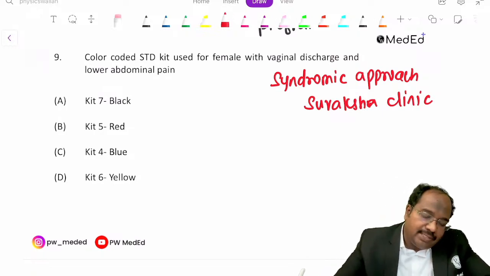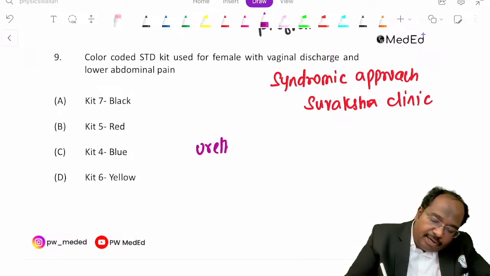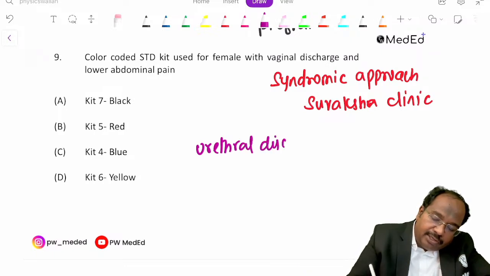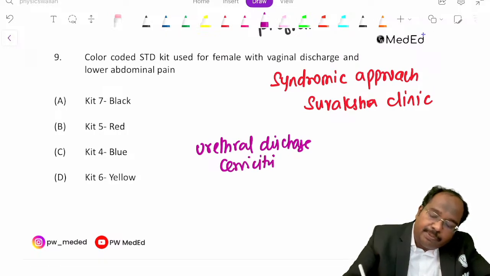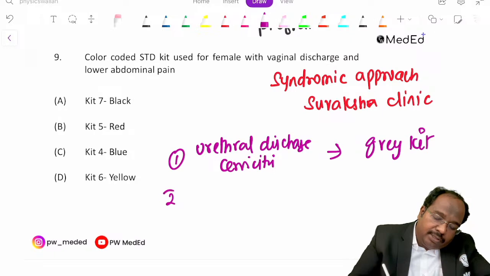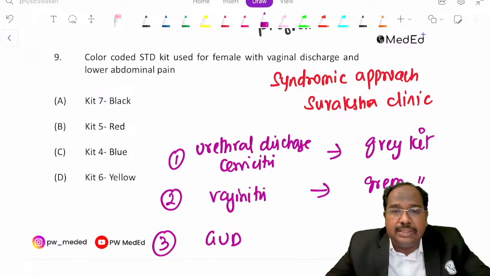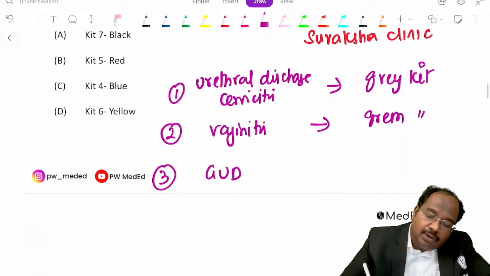So what is the answer here? A patient coming with urethral discharge or cervicitis, for these people you can give the gray kit. Second, a patient who comes with vaginitis, you can give the green kit. Third, GUD, genital ulcer disease, you can give the white kit.